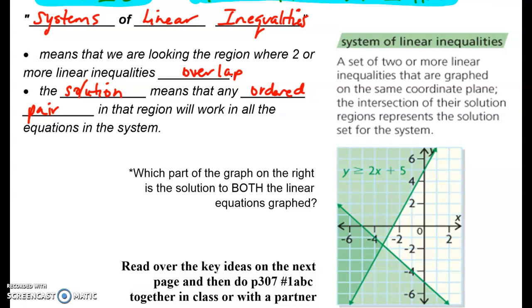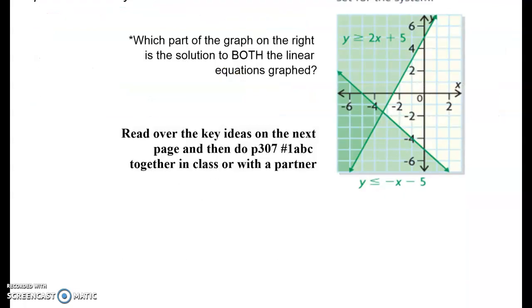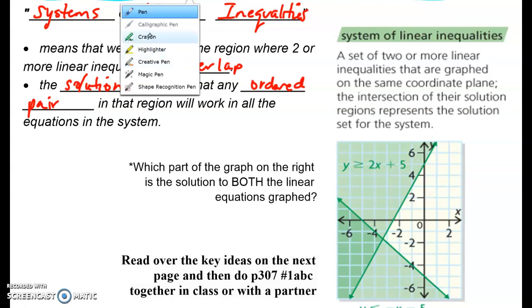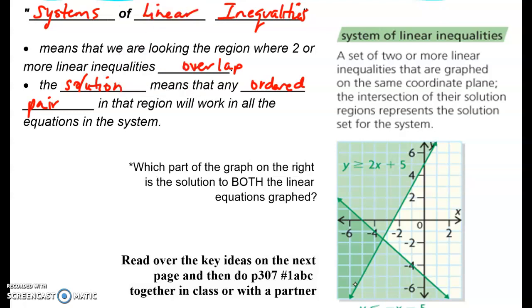So when we look at this graph here to the right, which part of this graph is the solution to both the linear inequalities graphed? Well, you can see it's the overlapped part. I'll grab my crayon. A red will show up, and you can see that this region here is a little bit darker green. This is where the two inequalities overlap or cross over. And so we can say that it has solutions that satisfy both inequalities.